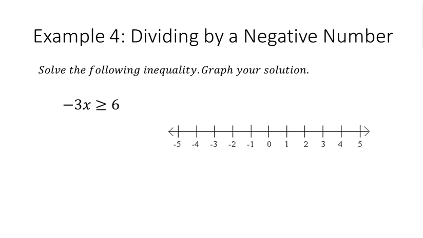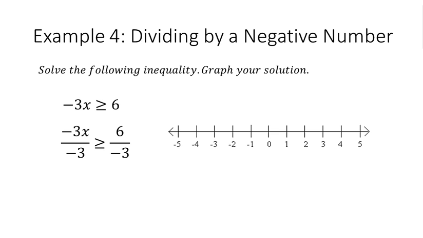Alright, last example. This time we're going to be dividing by a negative number. So negative 3x is greater than or equal to 6. So the same rule is going to apply. To solve this equation, we're going to be dividing by a negative number. We got to divide both sides by negative 3.